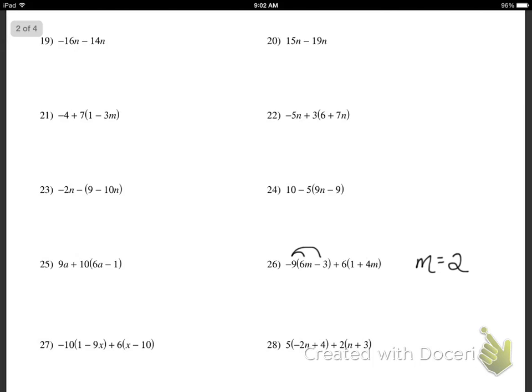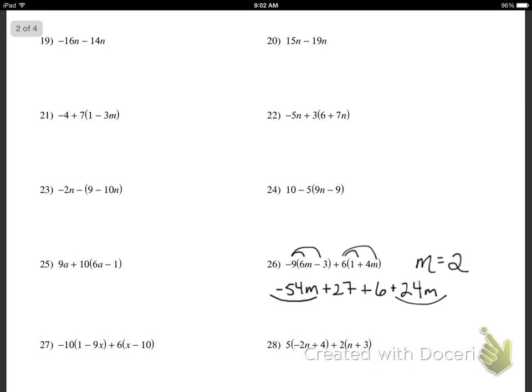Okay. So, we have a negative 9 times 6m is a negative 54m. Negative 9 times a negative 3 is a positive 27. Now we're going to do these. We get a positive 6 and we get a positive 24. Now, what do we need to do? We need to combine like terms. I'm looking for my other letter. Where's my other letter? Do you see my mistake? I'm looking. I'm going to go try and combine this one with another one, and I don't see it. Here it is. I forgot. 6 times 4m is 24m.